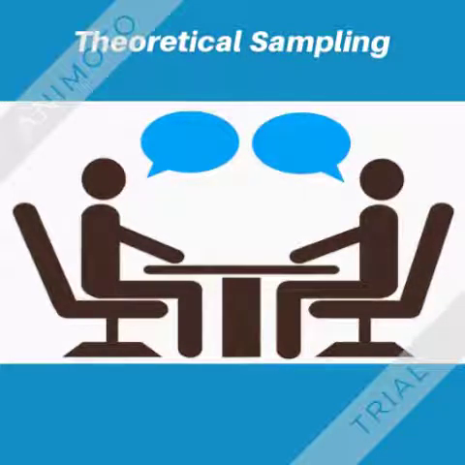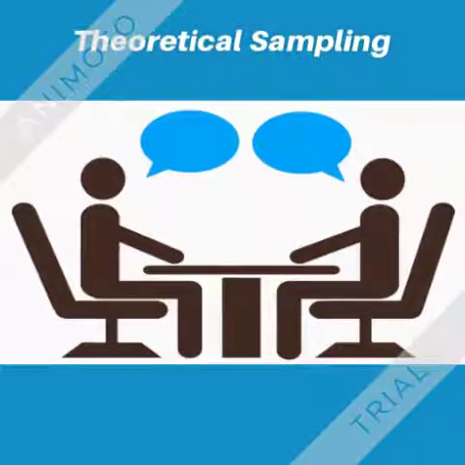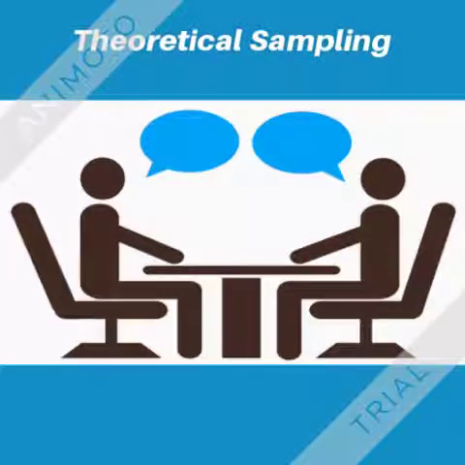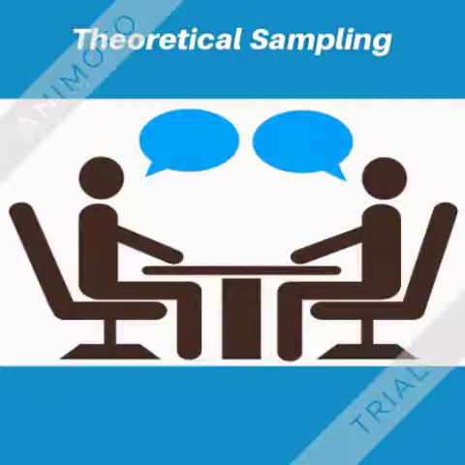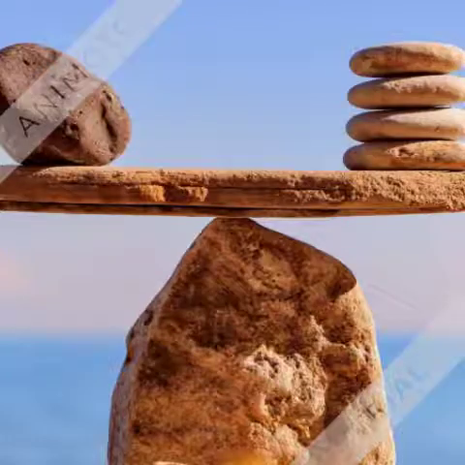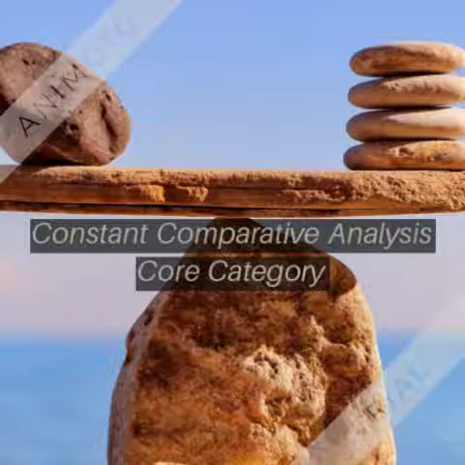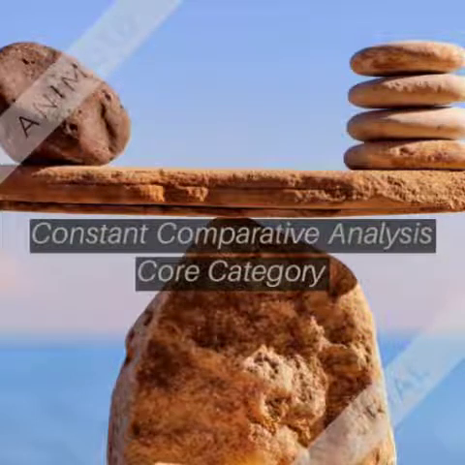Grounded theorists also use what is referred to as an emerging design, meaning the data is collected and then analyzed immediately, so decisions can be made about what data to collect next. This is done until saturation is achieved, which is a subjective determination that no new data will provide any new information or insights. Next 2 key characteristics are constant comparative analysis and a core category.